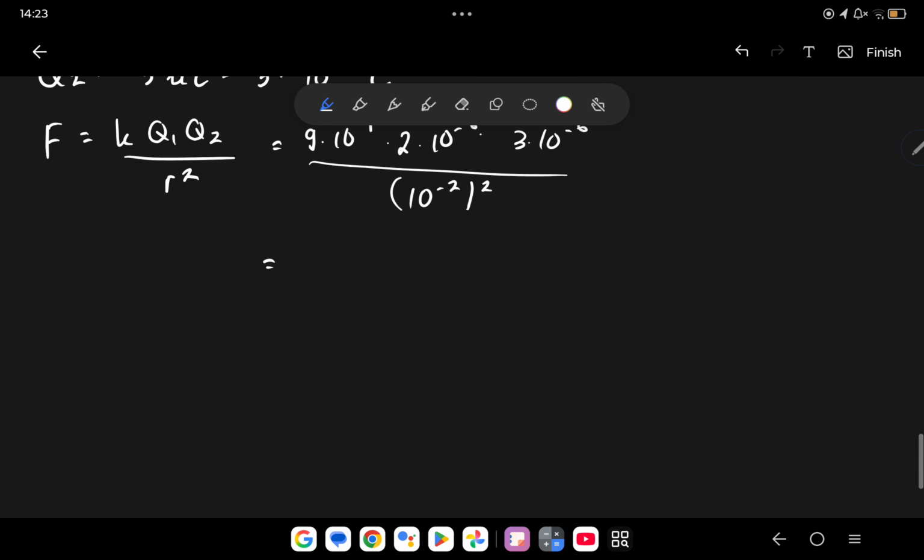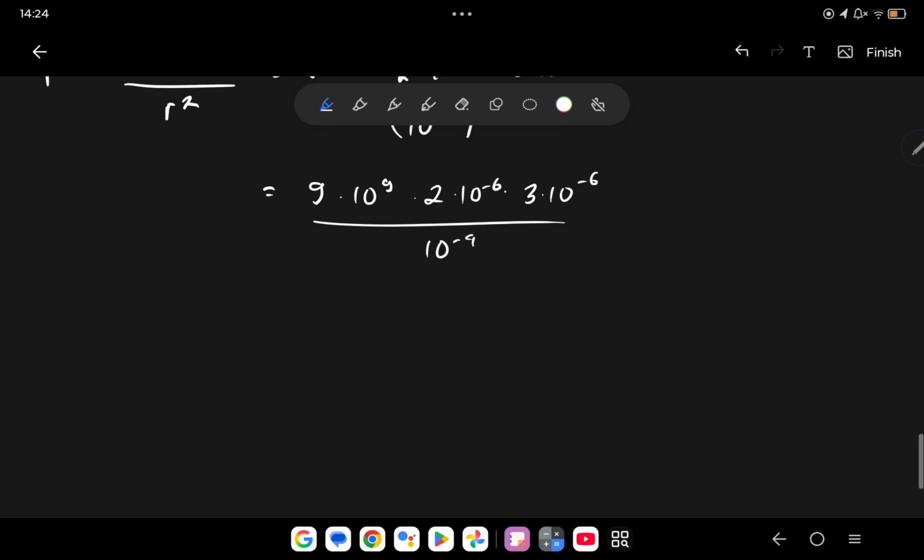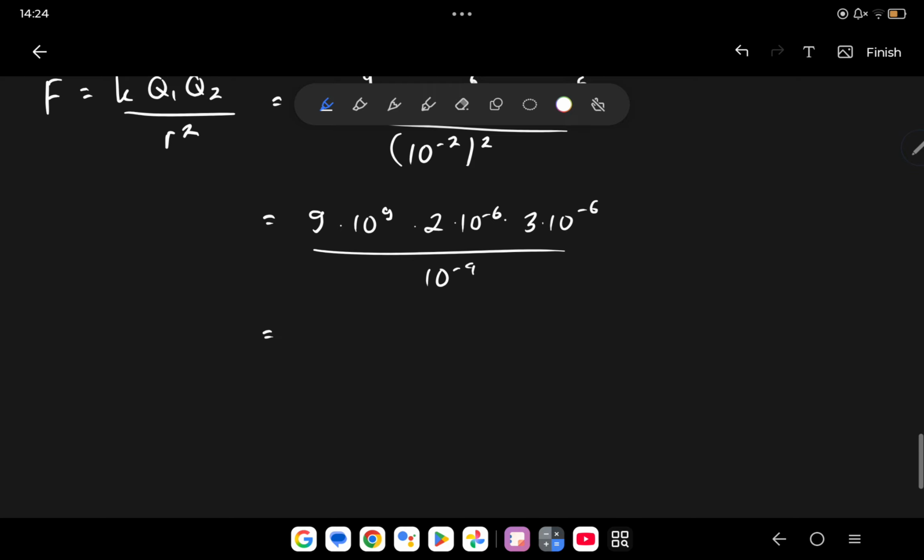Let's just rewrite everything again. 10 to the power of 9, 2 times 10 to the power of negative 6, 3 times 10 to the power of negative 6 divided by 10 to the power of negative 4. Okay, let's work on the powers of ten. This has a power of 9. This has a power of negative 6. This is negative 6. So we can add these up. So these become negative 12. And you can add these up to make the sum 10 to the power of negative 3.